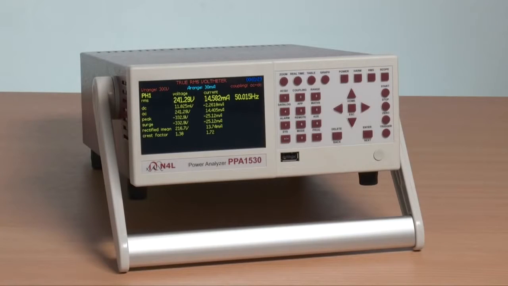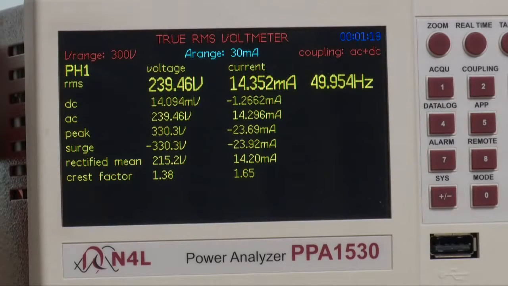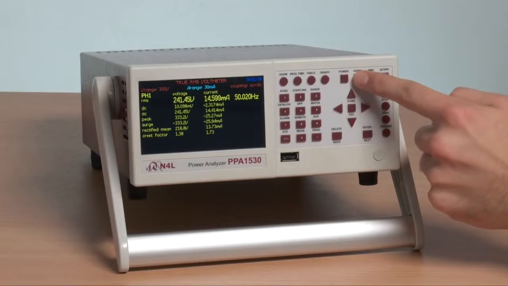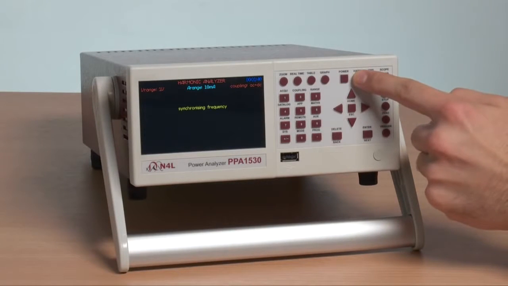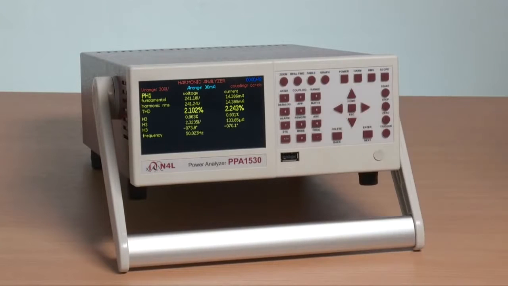There is an RMS button, which will show all the RMS components plus the DC, AC, peak, surge, rectified mean and crest factor of voltage plus current and frequency. Harmonic Analysis, again in a single button press, will show the harmonic distortion of the voltage plus the current, plus the primary harmonic components.